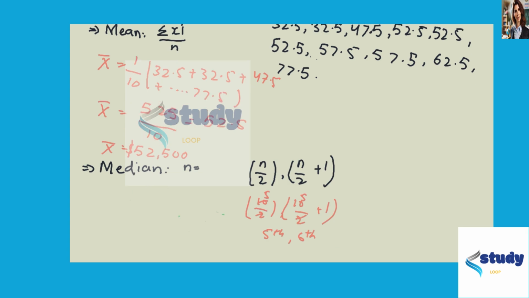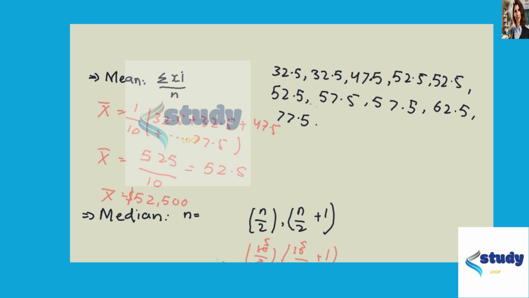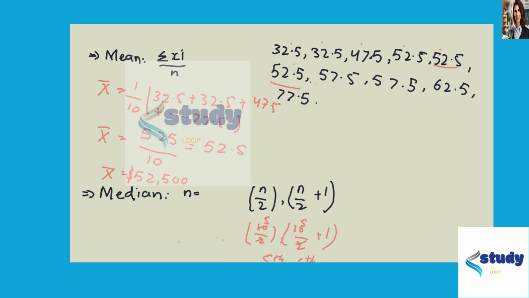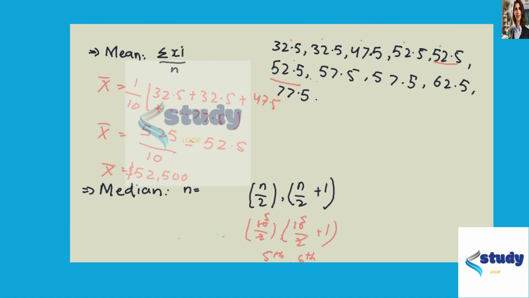Now let's find the median for this data. We will find the median using the numbers placed in the fifth and sixth places. Here we will count 1, 2, 3, 4, 5, and 6. So these two numbers will be added and we take the average. That is, the median equals 52.5 plus 52.5 by 2.